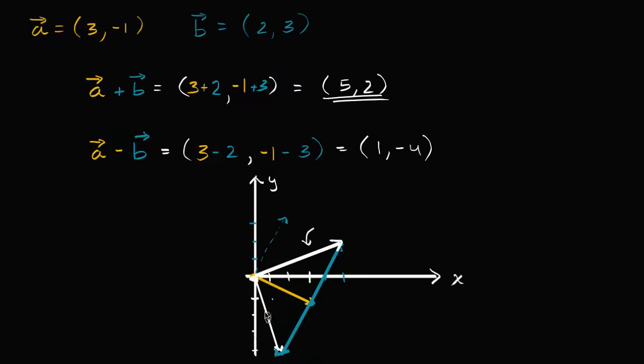This brown vector right over here, that is the vector A minus B. And then this other one, actually let me do this in another color as well. This magenta vector right here, that is A plus B. So hopefully that makes sense.